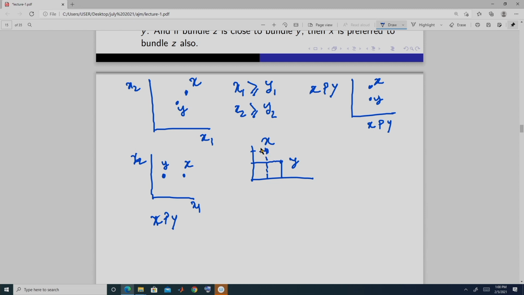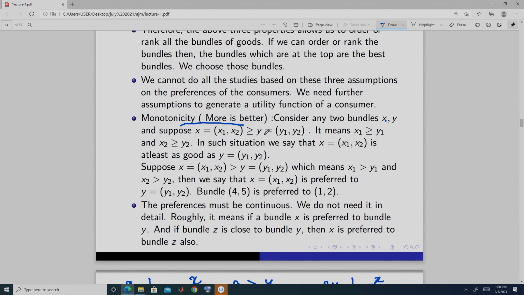So we don't know based on monotonicity. Monotonicity mainly says that more is better. If in a bundle anything more is there than another bundle, then we should always prefer that bundle which has more amount or higher amount of any one of these goods. Okay? So this is the monotonicity assumption.